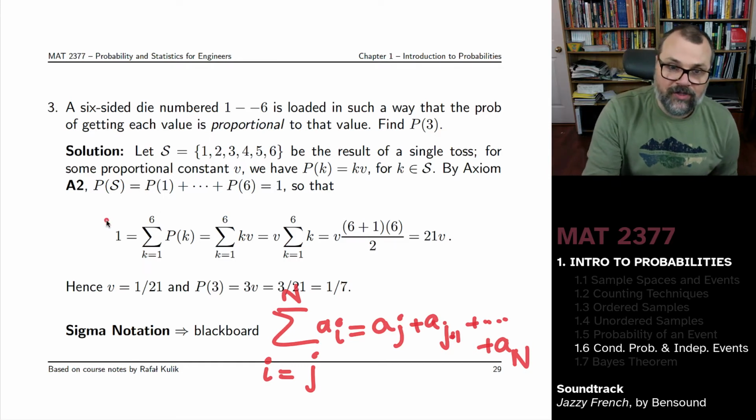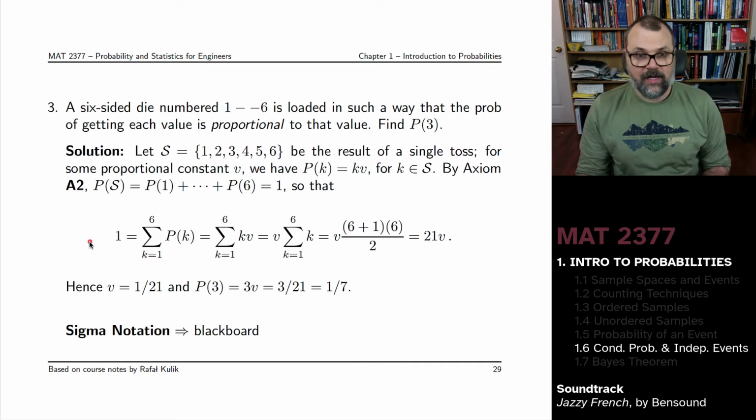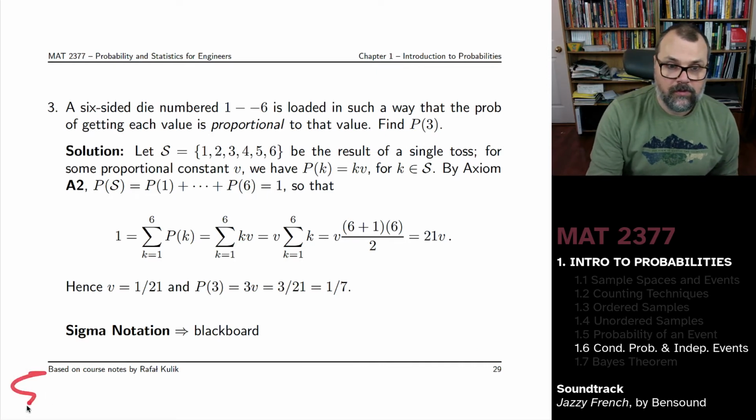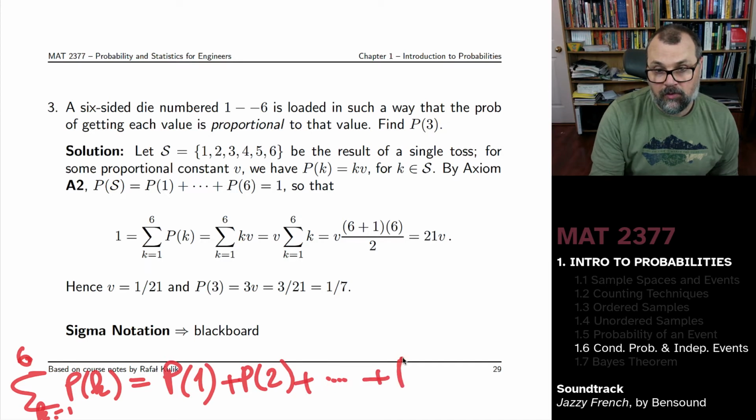So this expression here that we had is really saying you let k, the index, range from 1 to 6. That would be first p1 plus p2 plus all the way to p6.